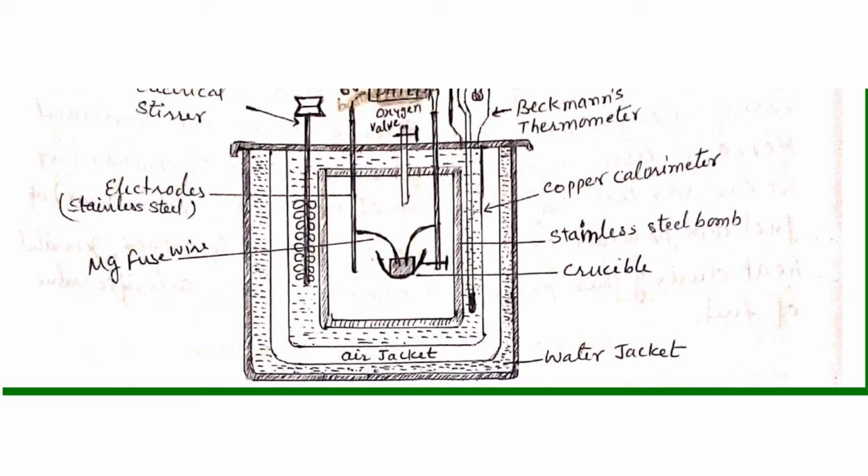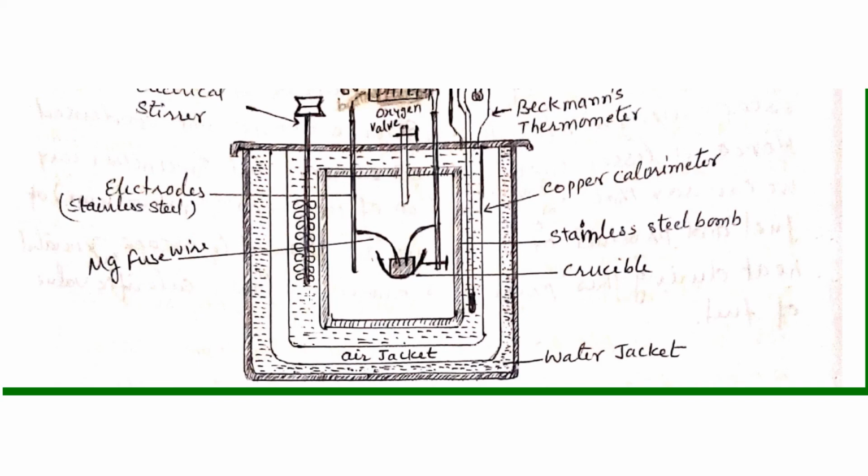So the temperature of the water will increase, and we can measure it using this Beckmann thermometer, which is more sensitive and can measure a 1/100th part of a degree centigrade. The calorimeter also has a stirrer. With the help of this electrical stirrer, we can make the temperature of the water uniform.